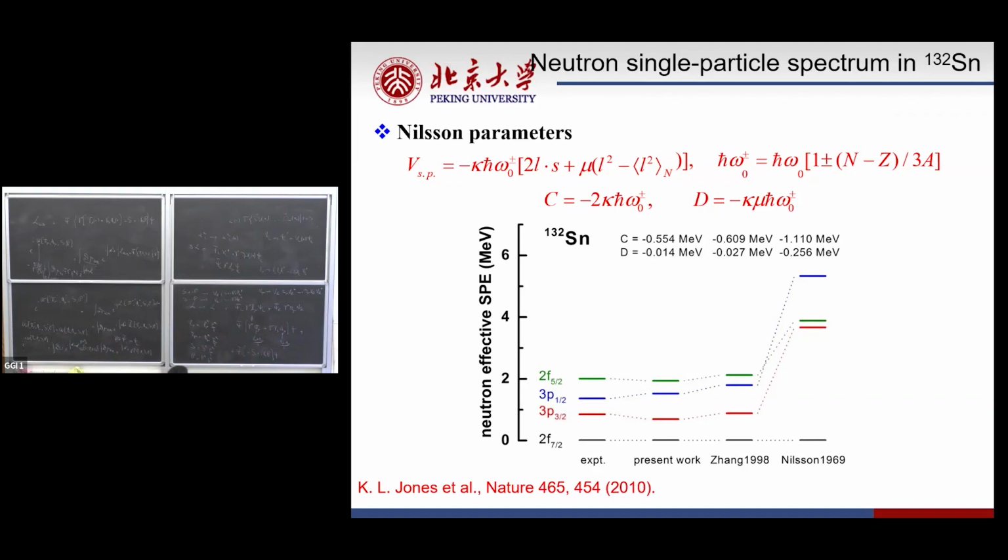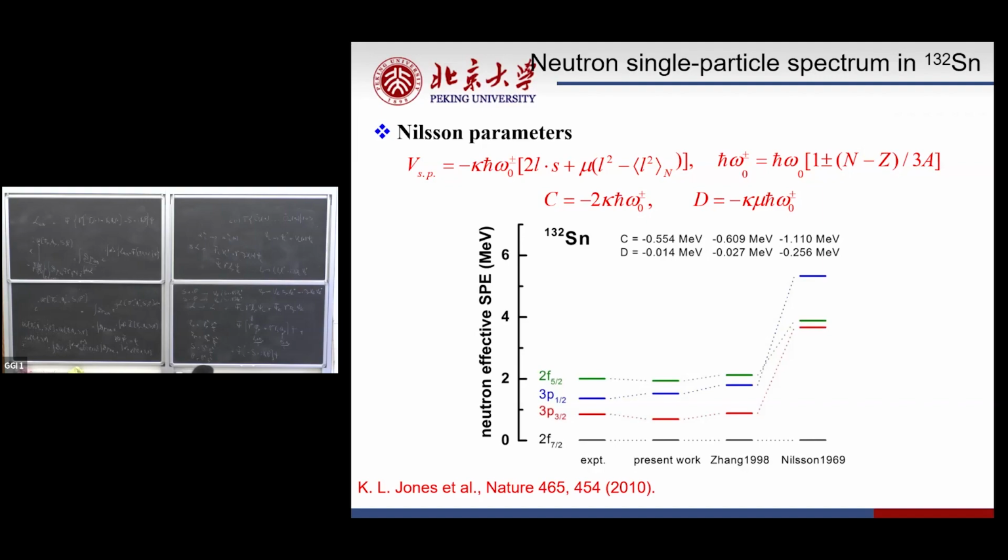And on top of the deformed harmonic oscillator, of course, they have added a spin orbit term, and this is the r square term. These are two parameters in this Nilsson model, the coefficients kappa and mu. Or in another way, people also call them C and D, right?